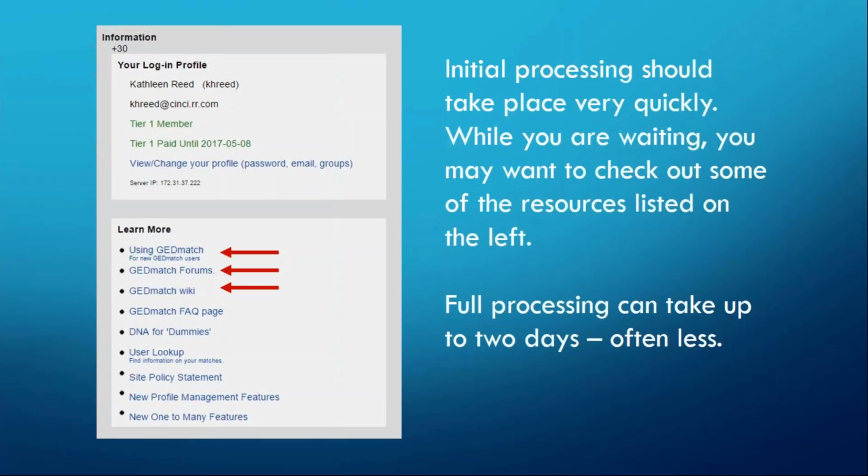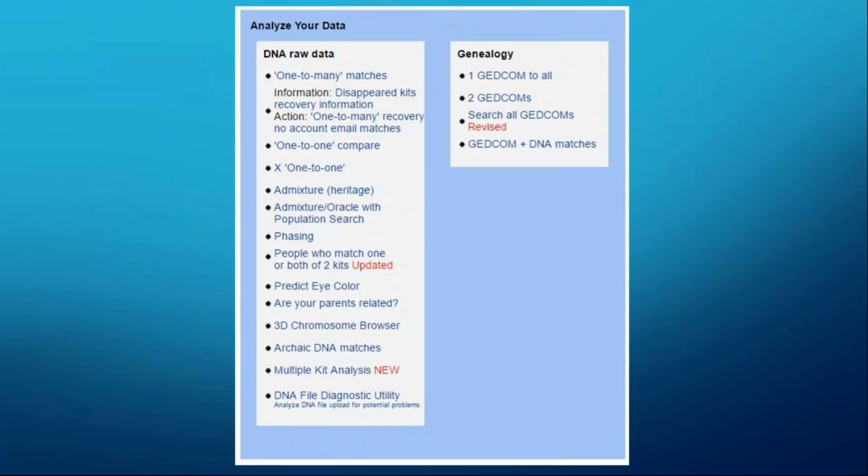You will see 2 asterisks next to your kit number if it's still in the process of being fully available for all of the utilities. When it's ready, it will let you know, and you can go ahead and use all of the tools. After about an hour, though, there's one of the tools you can use, and that is the one-to-one compare, where if you have someone else's kit number, you can plug it in there and compare it to yours. If not, you're just going to have to wait a little bit until full processing takes place.